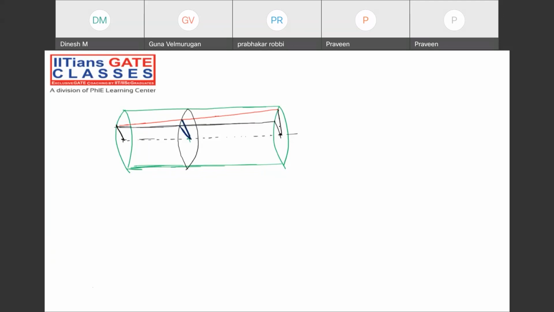Now tell me guys, which angle will be more? Theta 1 will be more or theta 2 will be more? Tell me guys. This is the fixed one.